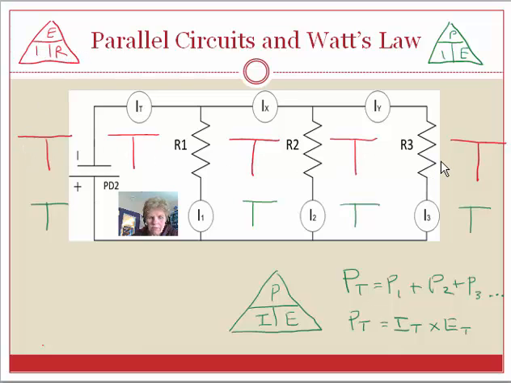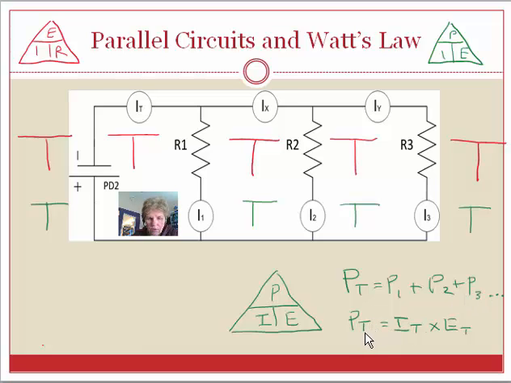I have red T's in my circuit to represent Ohm's law values. And over here on the right-hand side, I have Watt's law, P equals I times E. And the green T's will be for Watt's law. Down here on the right hand side I have Watt's law. P total equals P1 plus P2 plus P3, etc.